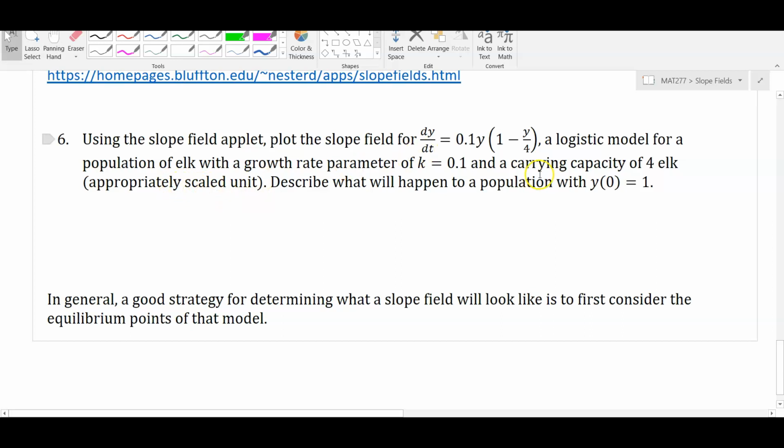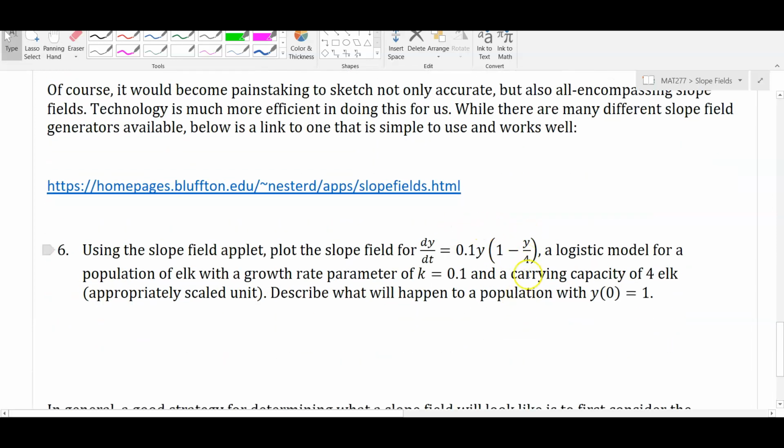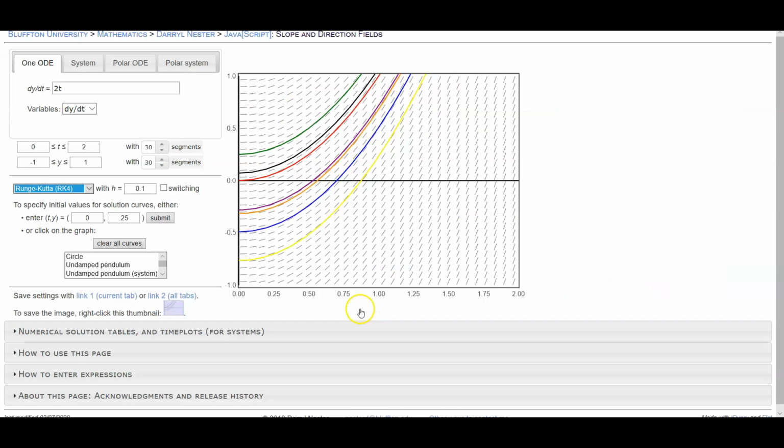our logistic model. This one would be very painful to have to do by hand, but recall that in this model we had a growth rate parameter of 0.1, a carrying capacity of 4 elk, and I say appropriately scaled. This could be 400 or 4 million or 4,000, whatever. We don't want to say that you can't have 0.2 elk because it could be in hundreds or thousands, in millions, etc. So to sketch this here, I'm going to come over to my slope field and just type in 0.1y times 1 minus y over 4.